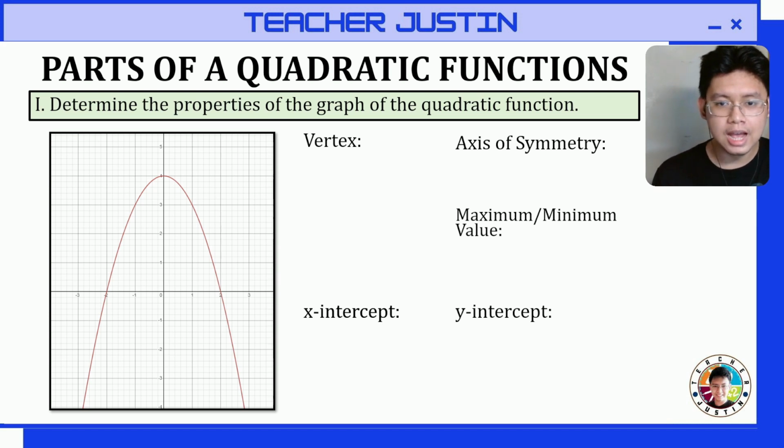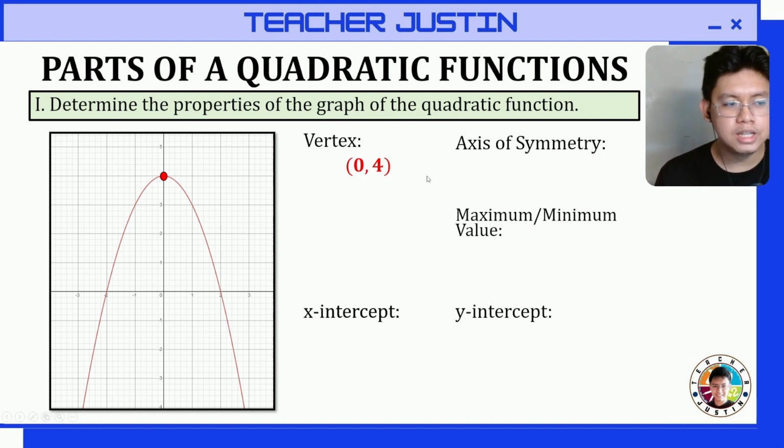Alright. Okay, let's determine the properties of the graph of this quadratic function. So, first nating hahanapin is yung vertex. So, the vertex of this quadratic function is located at the highest or the lowest point of our parabola. So, in this graph, since it is opening upwards, we have the highest point. So, yung highest point natin is this part, and it is located at 0, 4.